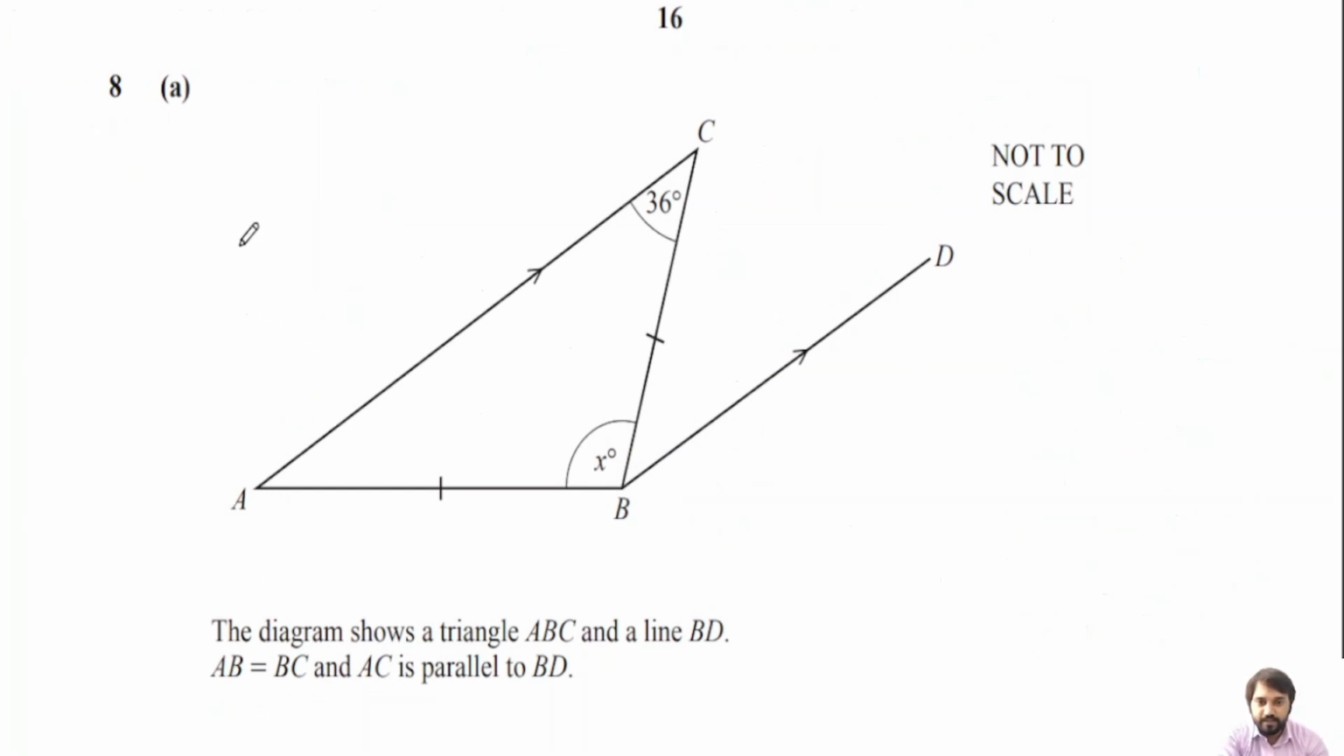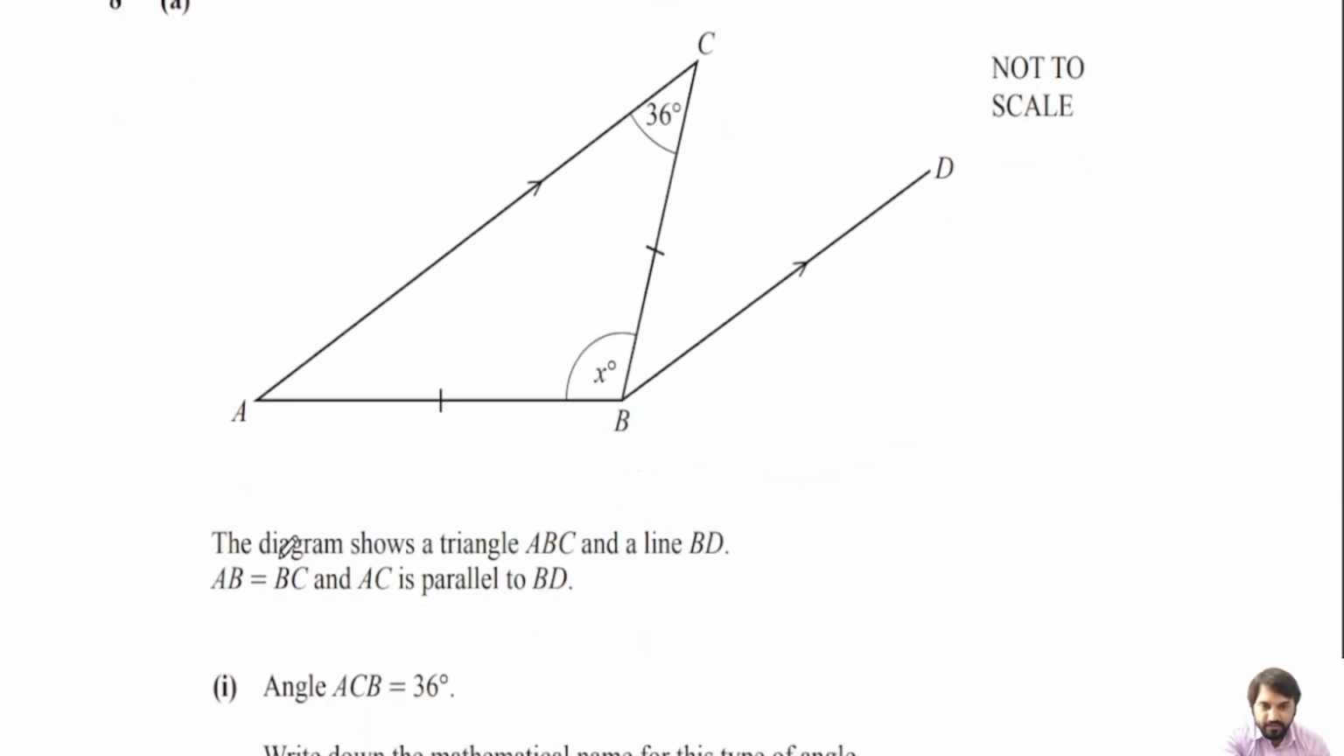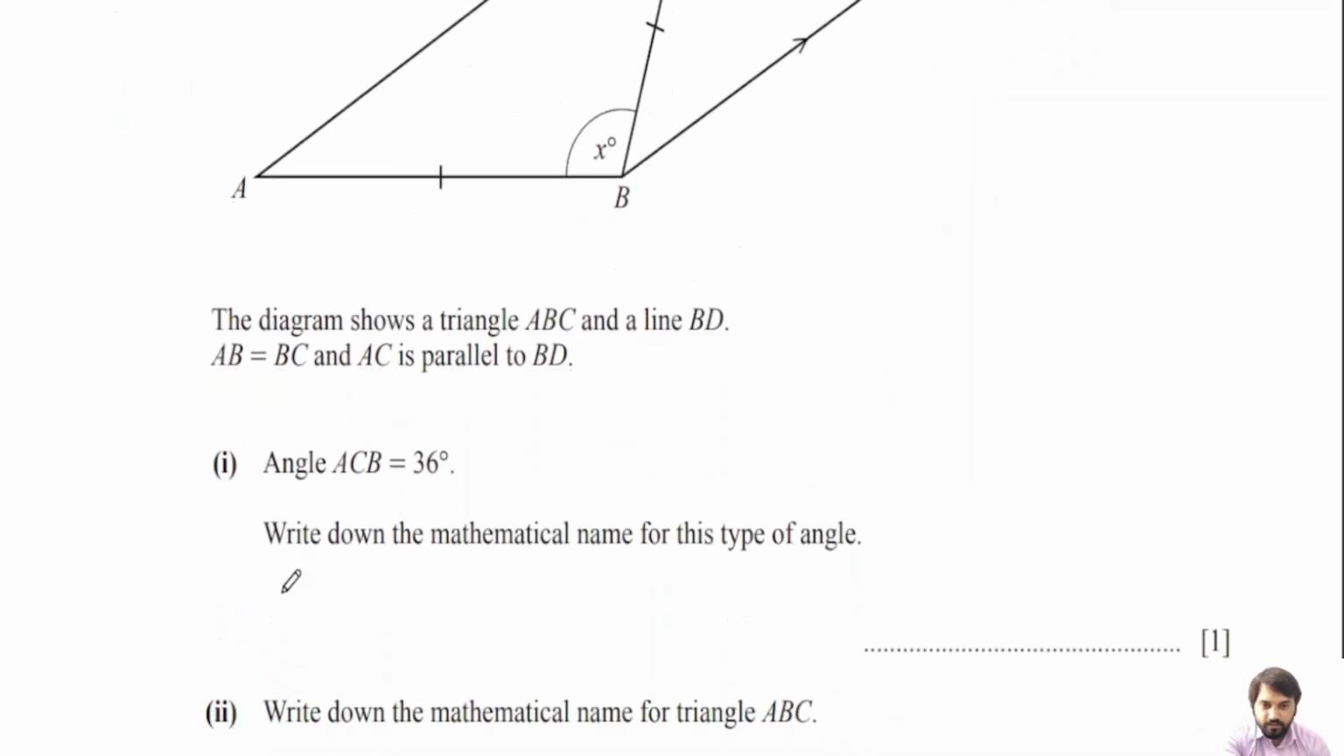Okay, the question 8, the same question paper. Question 8, the A part. The diagram shows a triangle ABC and a line BD. So ABC is an isosceles triangle. We can see AB is equal to BC, it's mentioned in the question. Part 1, angle ACB is 36 degree. Write down the mathematical name for this type of angle.